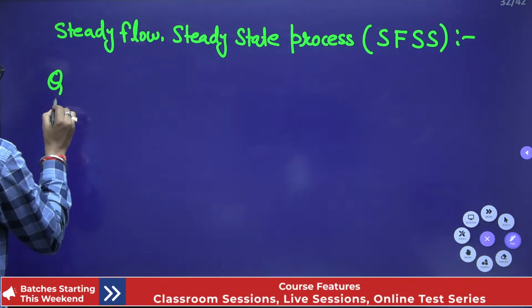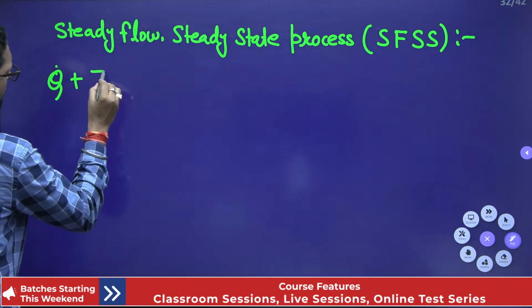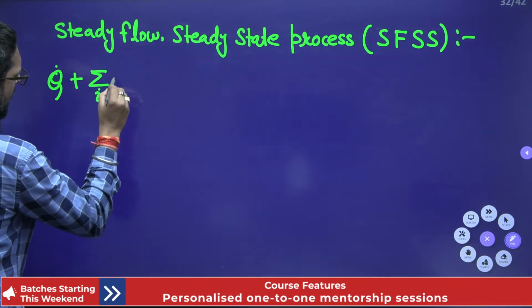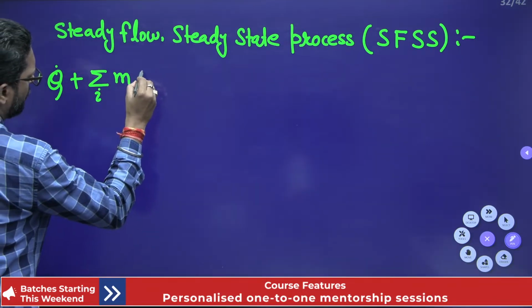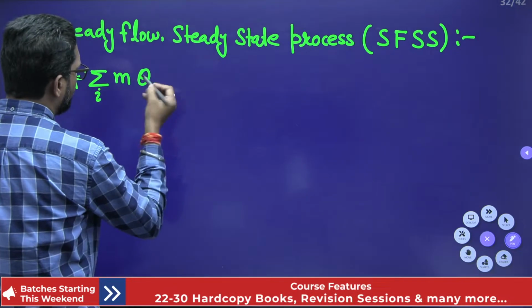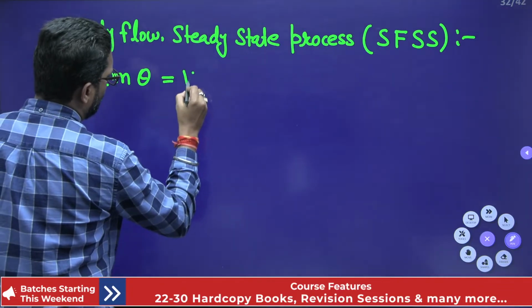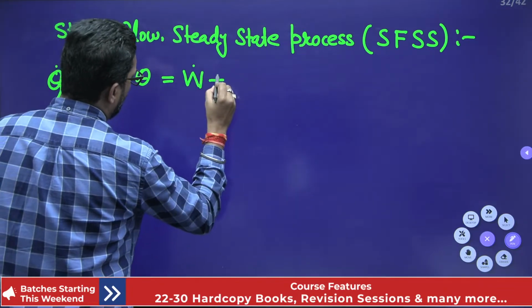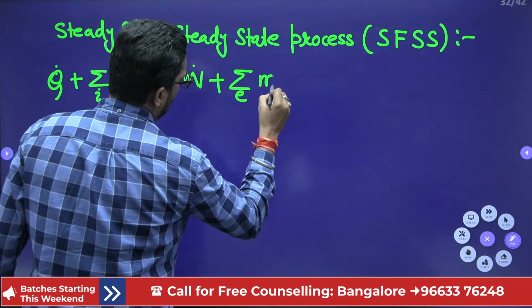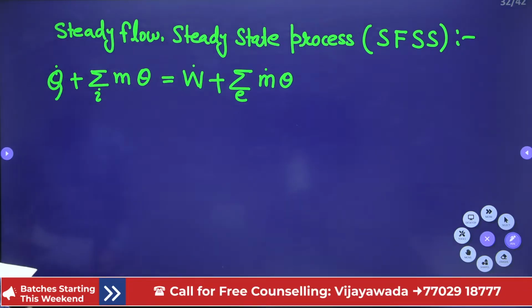Q dot plus summation of m dot theta at the inlet is equal to W dot plus summation of m dot theta at the exit. Yes or not?